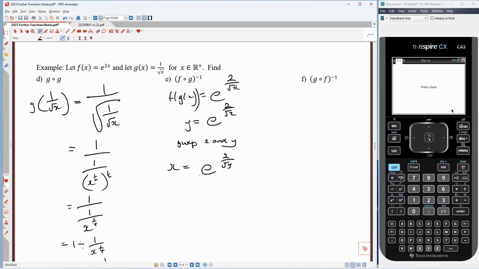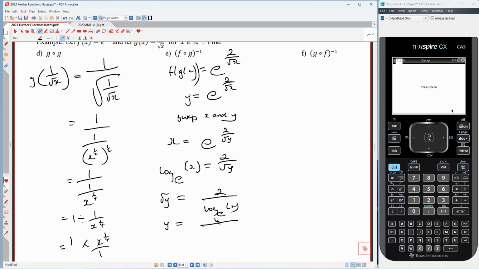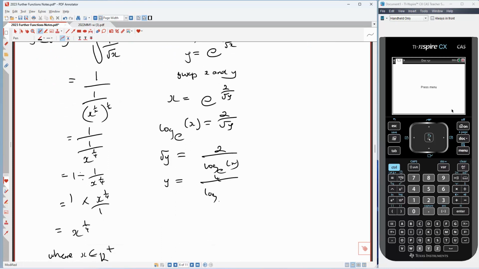Ooh, what's this going to look like? Okay, so obviously we're going to go to log form. Log e x equals 2 over root y. Okay, now we're going to go root y equals 2 over log e x. y equals 4 over log e x all squared.